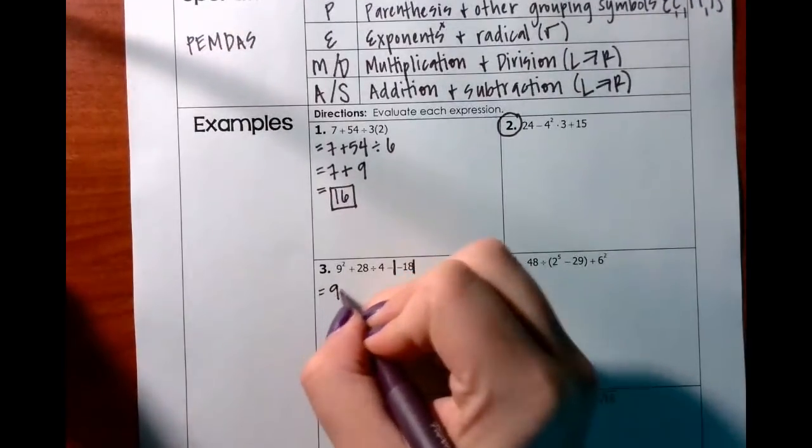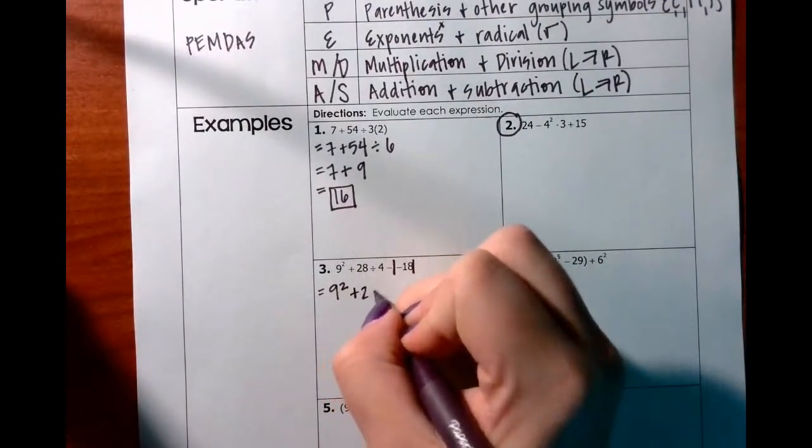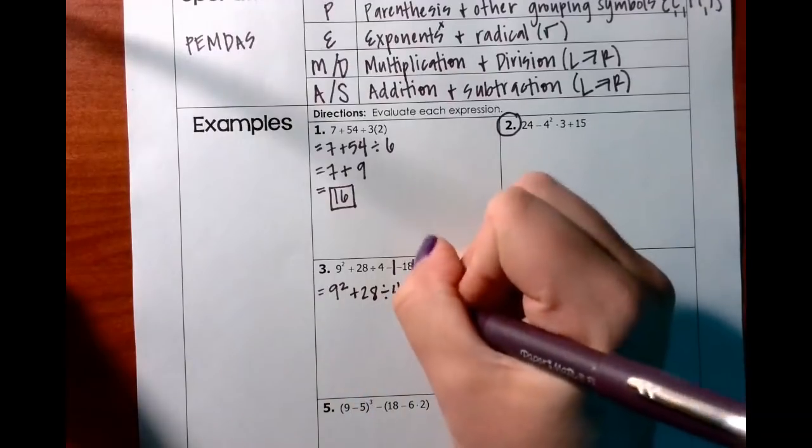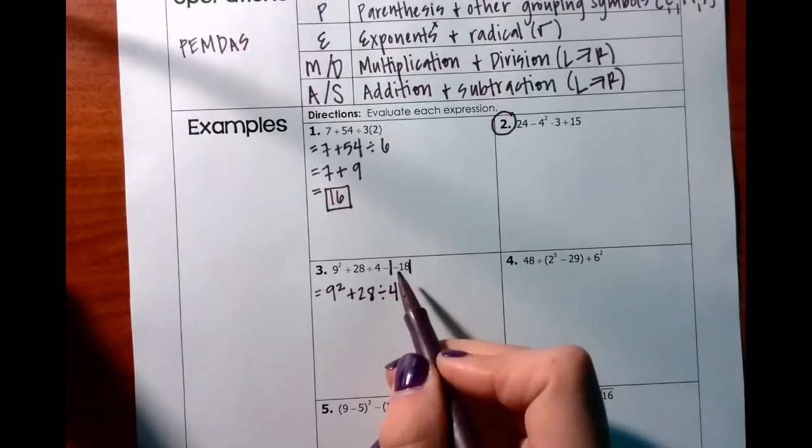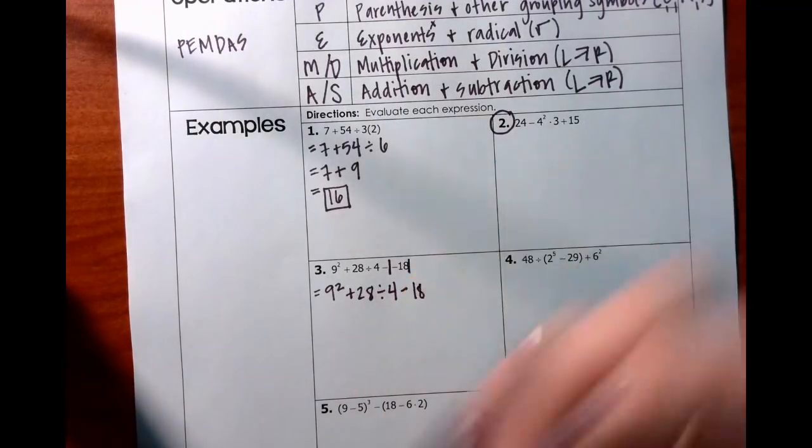So what I'm going to do is I'm going to rewrite the entire expression again, and I'm just going to evaluate this part. Now, if you recall from the very beginning of this unit, the absolute value of negative 18 is 18.